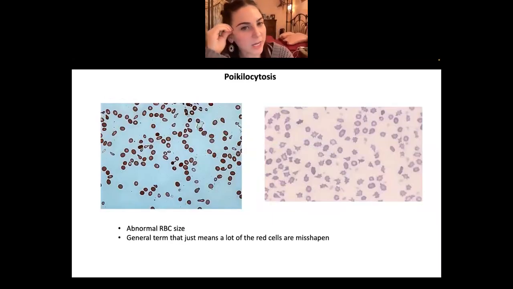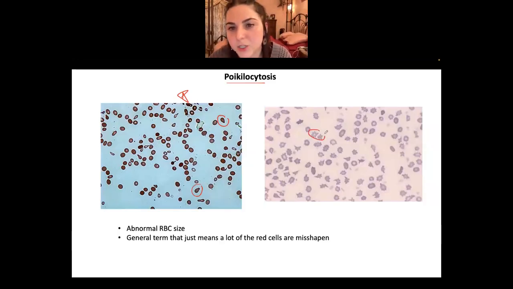This is just kind of like a term. You might see this, so I just wanted you to be aware of it. Poikilocytosis, ridiculous name. But it basically means all of the red cells are different sizes. It could even be so much as some are big, some are small, like this one, some look like teardrops. Some are just weird looking.